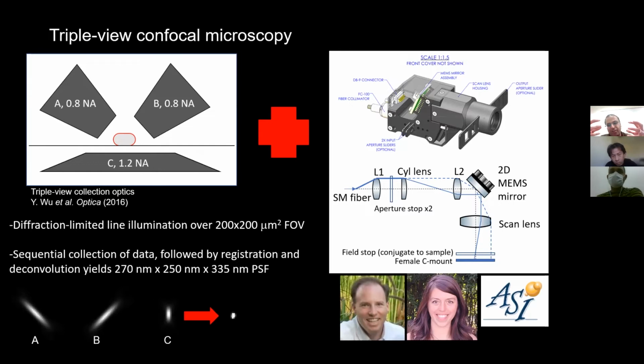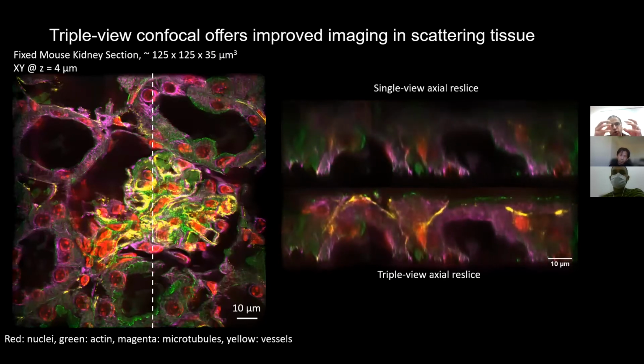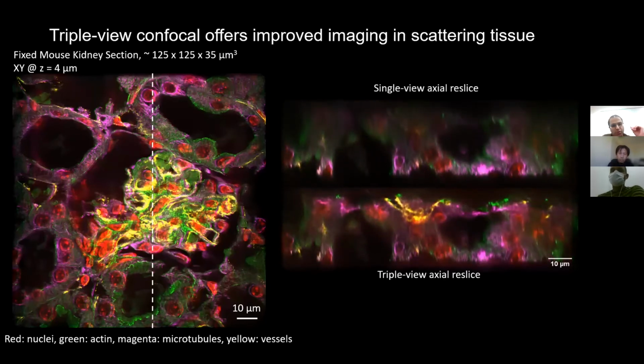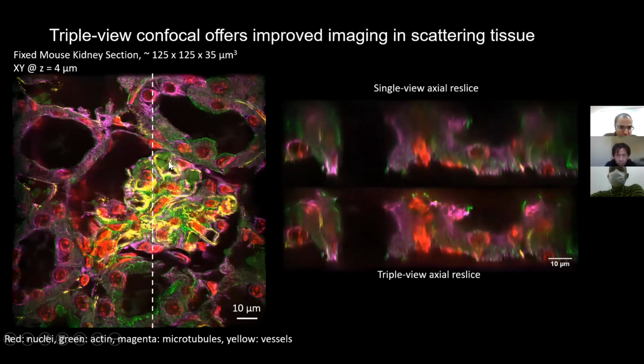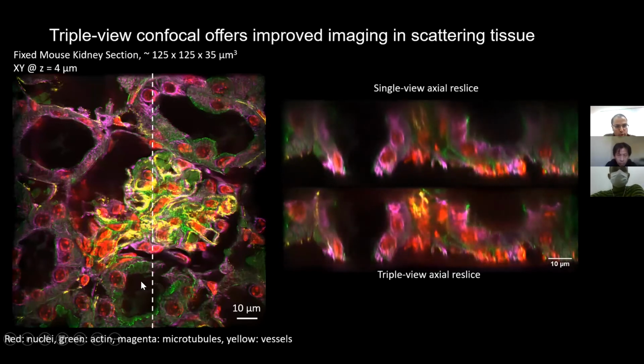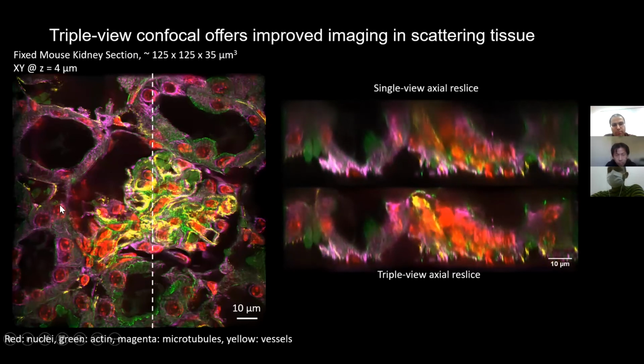But the other benefit is that in thicker and more scattering samples, you can sort of compensate for scattering from just one side of the sample by getting better light from the other sides of the sample. It's unlikely the scattering is the same from all 3 views. And so this could be useful, for example, in tissue, even if you don't have tissue that is that thick. So in this case, this is a kidney slice where we labeled in 4 colors. You can kind of see the glomerulus, these distal tubules, and then yellow is marking blood vessels.